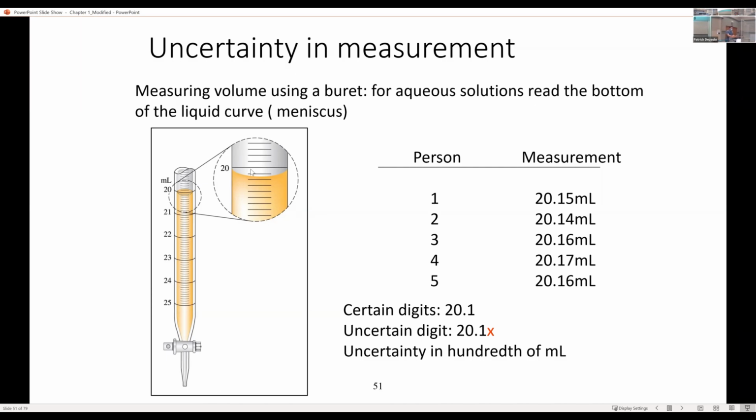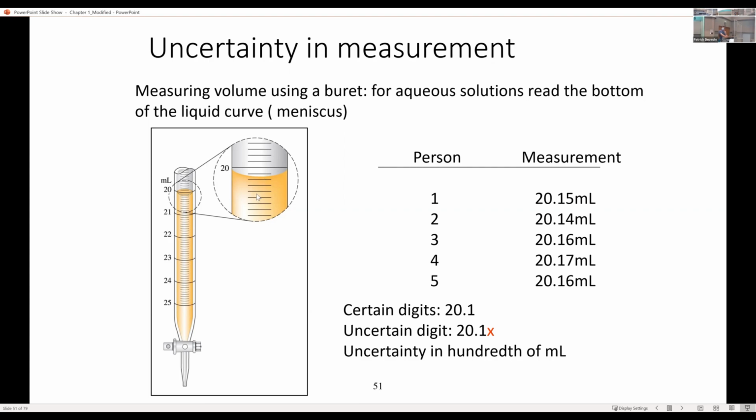So this number is between 20.1 and 20.2. We know it's definitely 20.1, but it's somewhere in the middle. The measured numbers are called certain digits. Some textbooks call them measured versus estimated. This textbook calls them certain versus uncertain. The certain digits would be the 20.1.